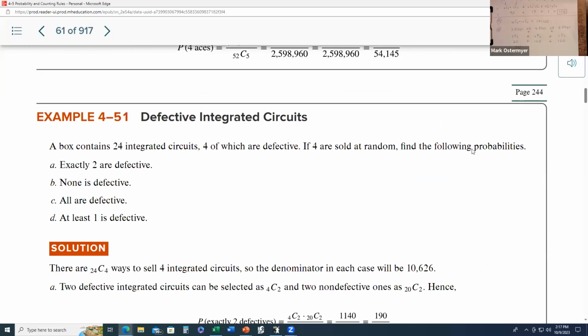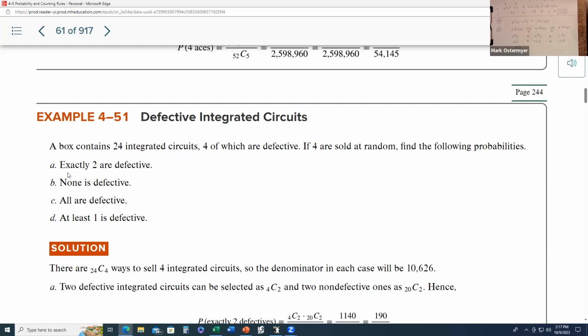All right, here's a good one to look at. A box contains 24 integrated circuits, 4 of which are defective. That means how many are good? If 4 are bad, how many are good? 20 are good, correct? If 4 are sold at random, find the following probabilities.